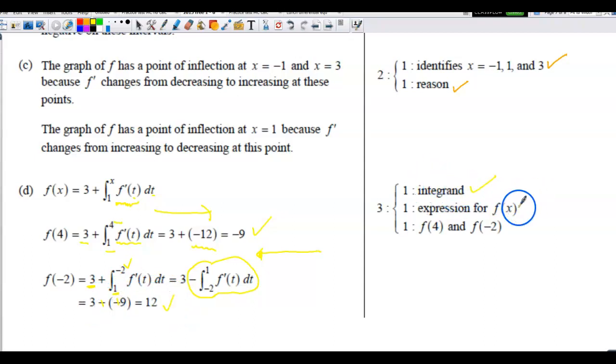So 1 point for the integrand. Oh, they did ask us for the expression of, I said earlier, and I apologize, that we did not have to have, we absolutely have to have this, because they asked us for an expression for f of x. And I think you probably do have to have the variable disagreement to get that point, and then 1 point for getting both f of 4 and f of negative 2. If you don't get both of them, you're not getting the point.